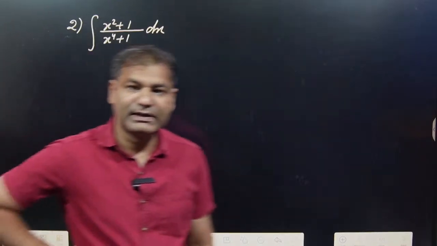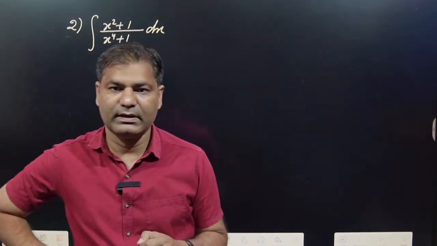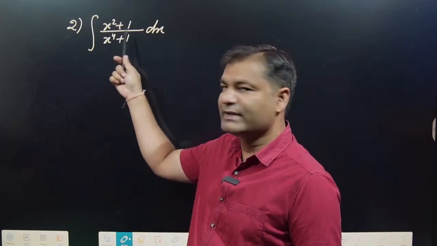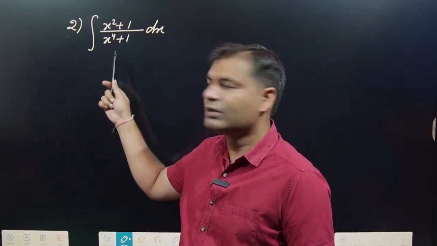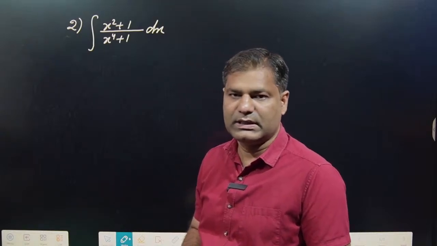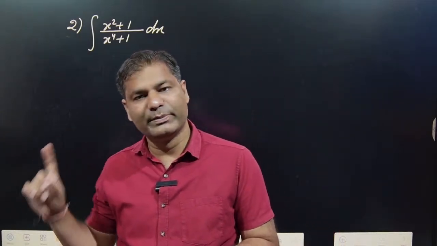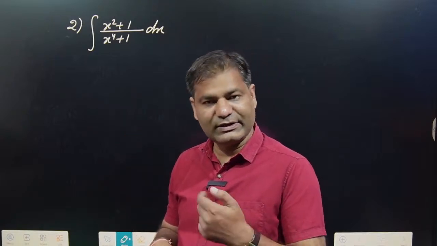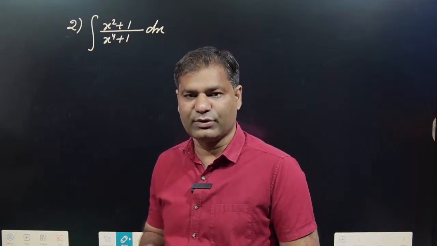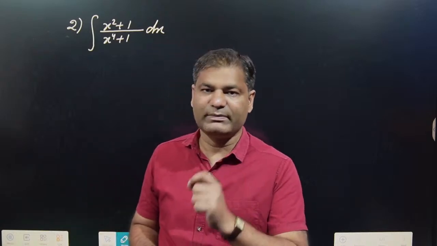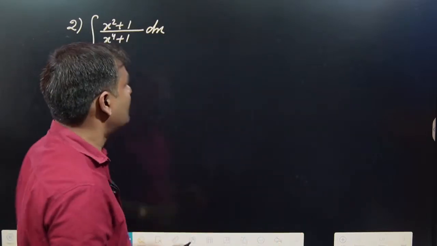First of all, everyone can try this question: the integration of (x square plus 1) upon (x to the power 4 plus 1) into dx. How can we solve it? In the numerator we have x square, and the highest power in the denominator is x to the power 4. So we can divide the numerator and denominator by x square.